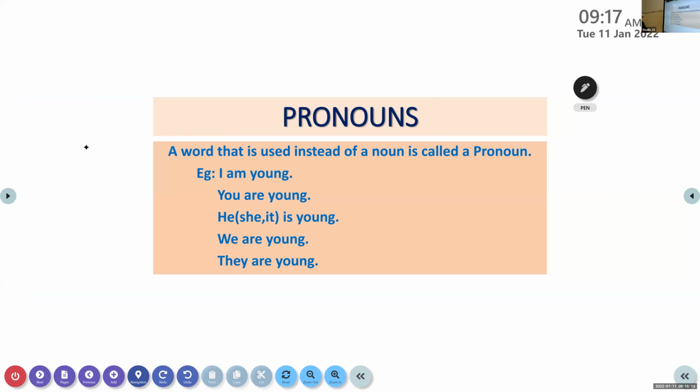Am is not a pronoun. Am is a verb, helping verb, remember? And is a conjunction, yes. This is a helping verb. So now we got these pronouns. No problem, at least we got these.